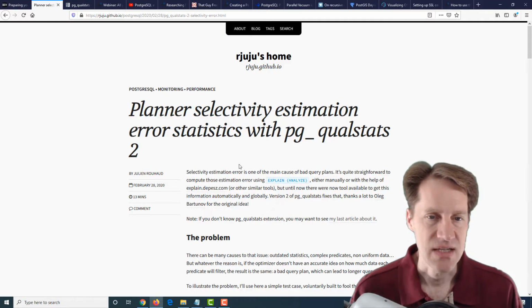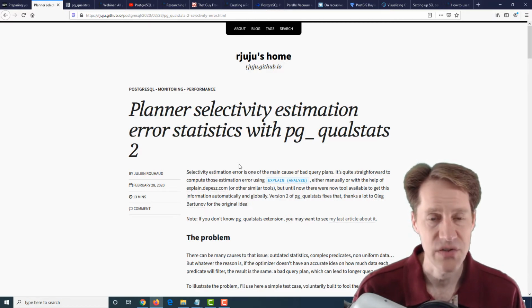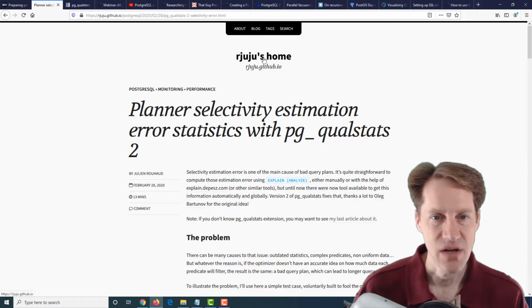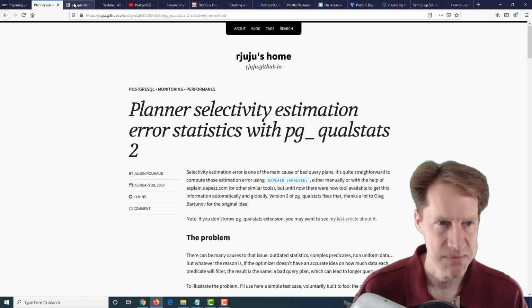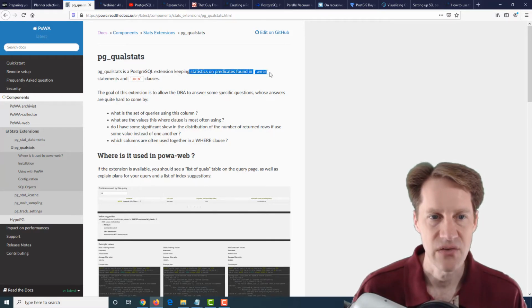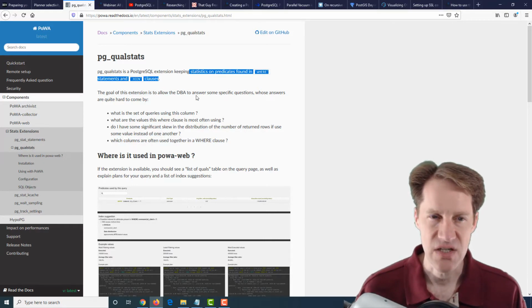The next piece of content is "Planner Selectivity Estimation Error Statistics with PoWA". Quite a mouthful. This is from rjuju's blog at rjuju.github.io, and he's talking about qualstats, specifically qualstats 2, which is an extension, and I'll have a link here, that keeps statistics on the predicates found in WHERE statements and JOIN clauses. So generally, for example, I believe pg_stat_statements does not include what the exact values being used are, whereas this is something that qualstats tries to track.